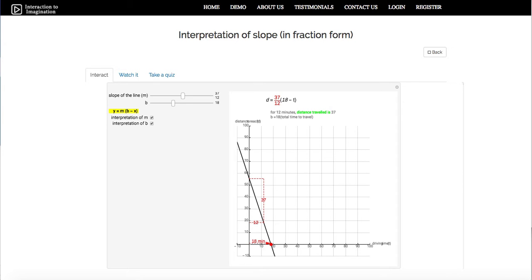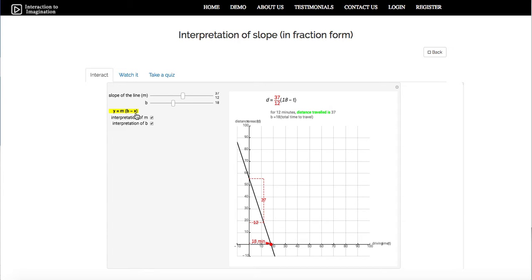So in this video, we're going to once again talk about the interpretation of the slope. However, we're going to be working with a time versus distance graph. So the form for this kind of linear equation is slightly different. Here your slope is still going to be represented as m if we're looking at just the formula. And b in this case is actually going to represent your x-intercept.